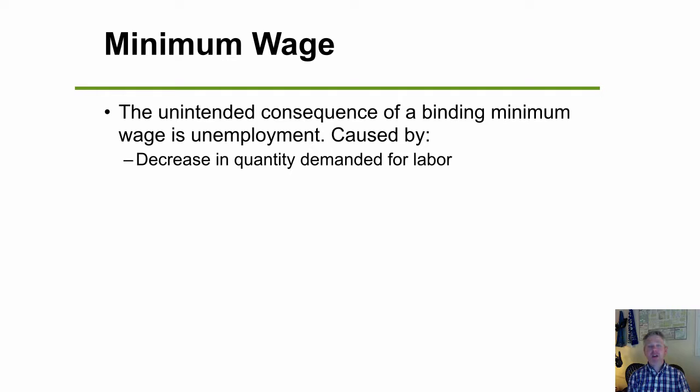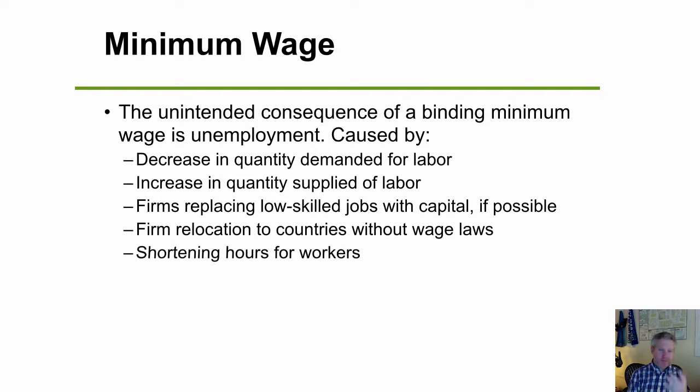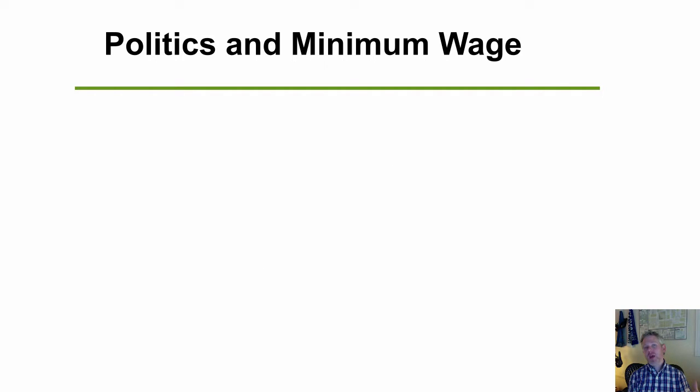It's caused by a decrease in quantity demanded for labor and an increase in the quantity supplied. Firms will replace low-skilled jobs with capital. They'll turn to machines, if at all possible. They might outsource. They might go to another state, go to another country, go somewhere where labor is cheaper. Relocate the country. Shorten hours for workers, right? Make workers work harder in shorter bursts of time in order to pay less, because you're paying more by the hour. Proponents of a minimum wage would advocate that there should also be training, education, job programs, all sorts of other things to go along with a minimum wage.